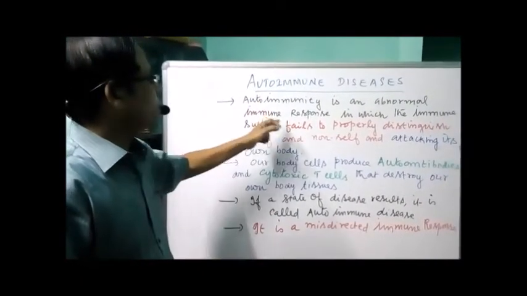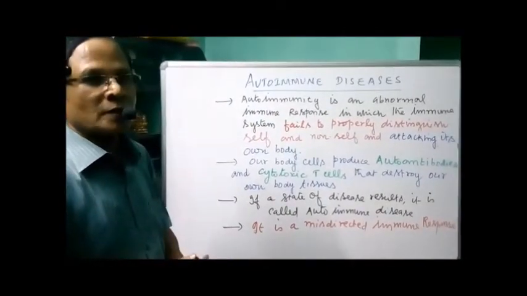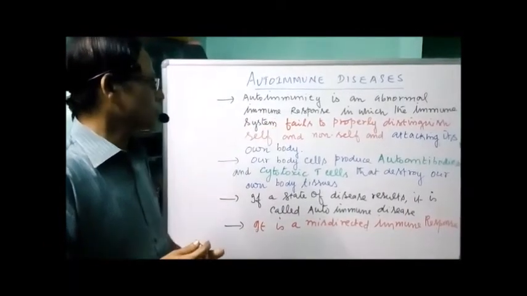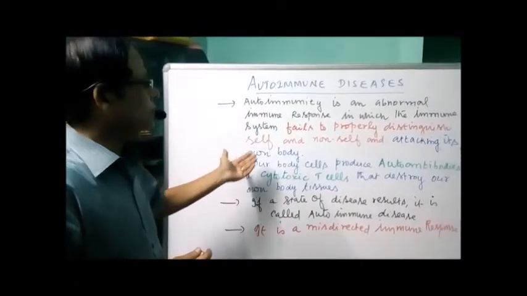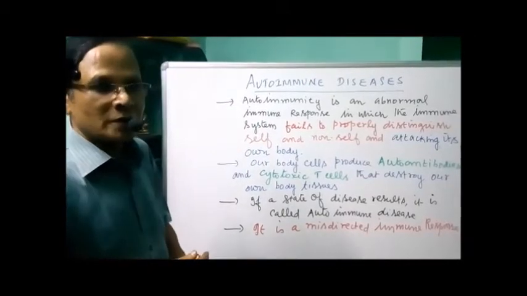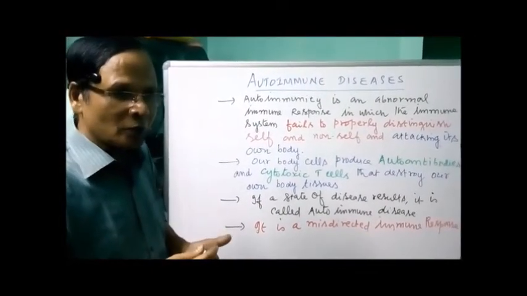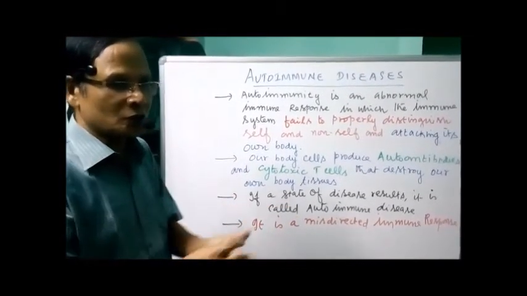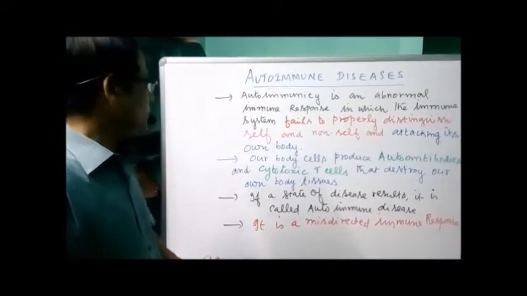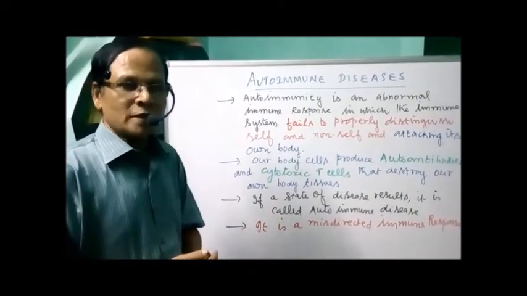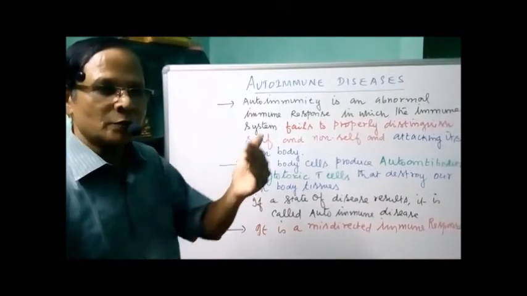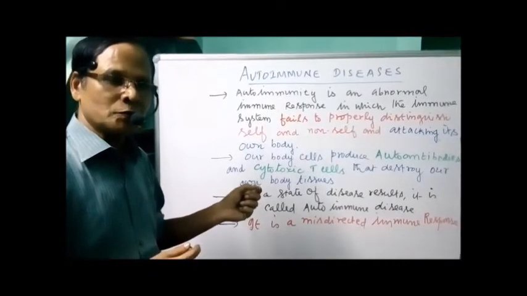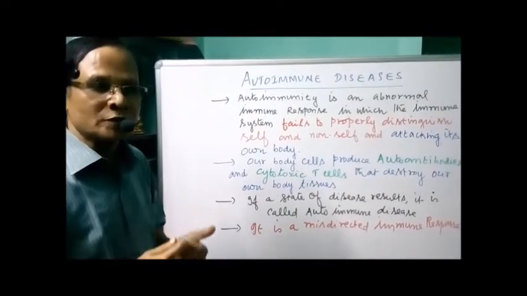So autoimmunity is an abnormal immune response in which the immune system fails to properly distinguish self and non-self molecules. As a result, the antibodies produced by the body attack their own tissues, the body's own tissues. Normally our body cells produce antibodies to fight against foreign antigens, the molecules coming from outside. But here the antibodies produced are attacking our own body.